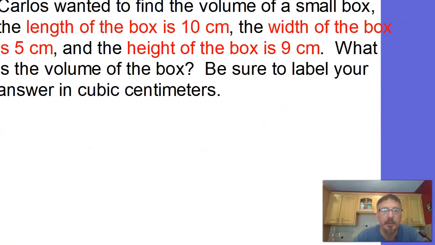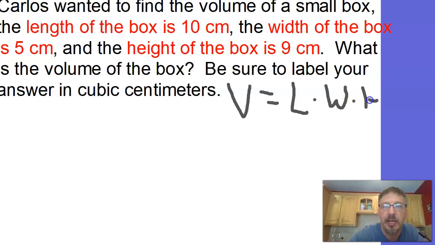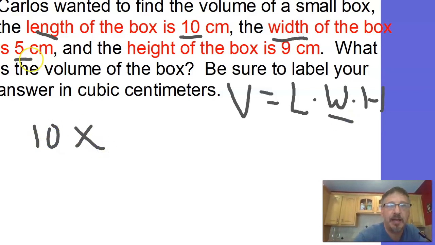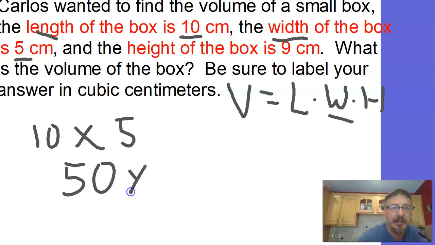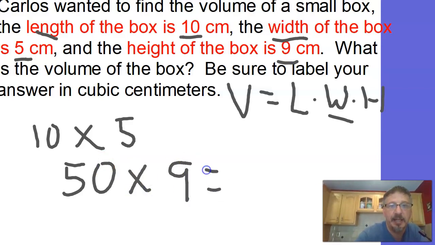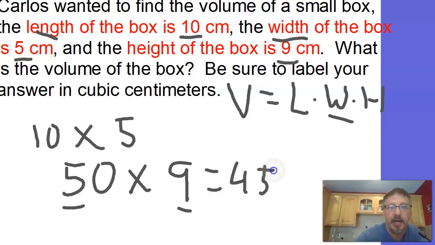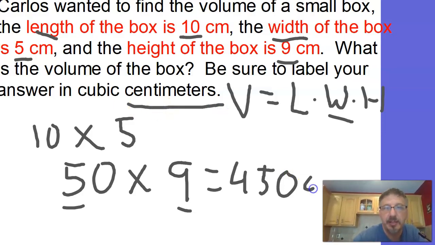Okay, did you get your response? Well, first, what's the formula for volume? Volume equals length times width times height. V equals L times W times H. So the length is 10. So 10 times the width. The width is 5. 10 times 5 is 50. So bring the 50 down. Now times the height. The height is 9. 50 times 9. Well, 9 times 5 is 45, plus the 0 is 450. Our units are centimeters, cm, and then cubed, which is a little 3. So 450 centimeters cubed.